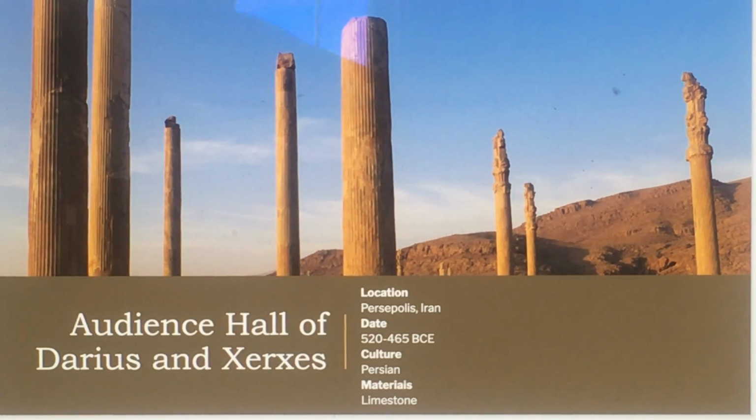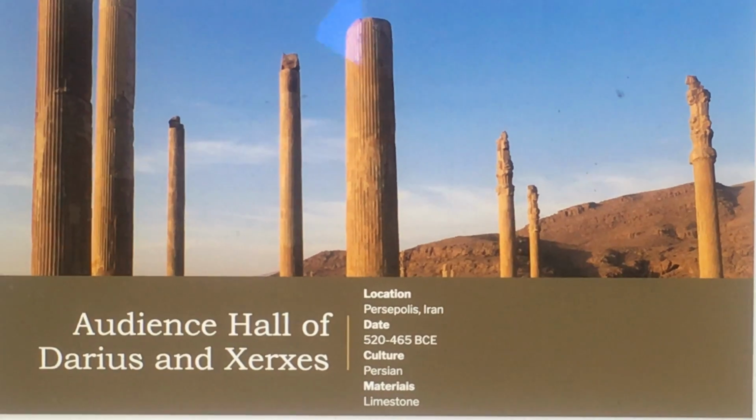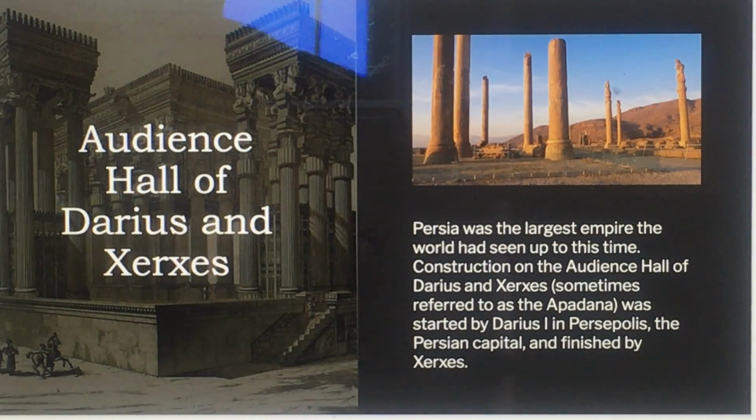Audience Hall of Darius and Xerxes. This is Persepolis, Iran, 520 to 465 BCE. It's a Persian culture, and it's made of limestone. Persia was the largest empire the world had seen up to this time. Construction on the audience hall of Darius and Xerxes, sometimes referred to as the Apadana, was started by Darius I in Persepolis, the Persian capital, and finished by Xerxes.